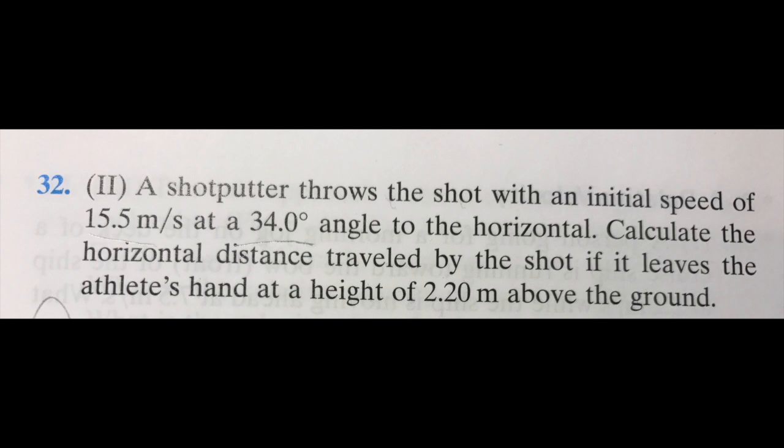Question 2. A shot putter throws the shot with an initial speed of 15.5 meters per second at a 34-degree angle to the horizontal. Calculate the horizontal distance traveled by the shot if it leaves the athlete's hand at a height of 2.20 meters above the ground.